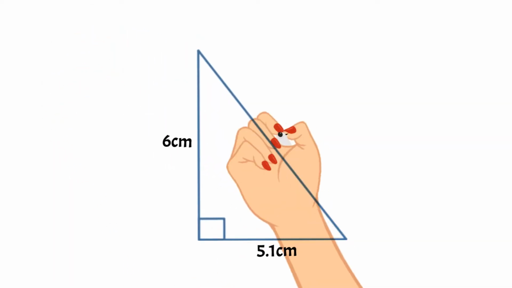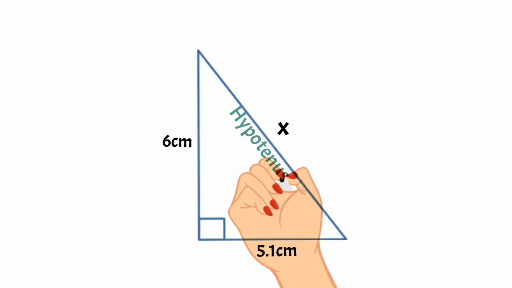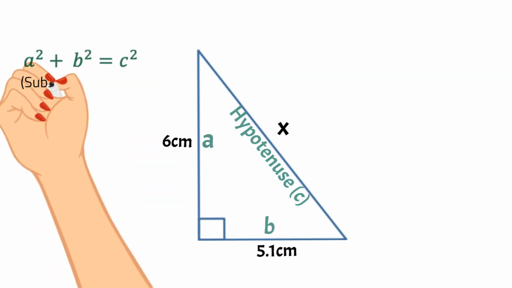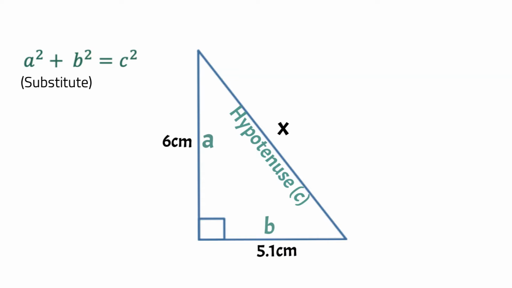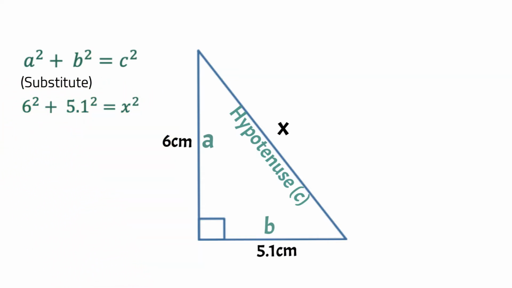So I have a right angle triangle, I know two of the sides and I want to find x. First, identify the longest side, the hypotenuse, and call it C. The other two sides are A and B in any order, either way around. So Pythagoras' theorem, here it is. And we want to substitute in the information from the triangle into Pythagoras' theorem. It gives us 6 squared plus 5.1 squared equals x squared.